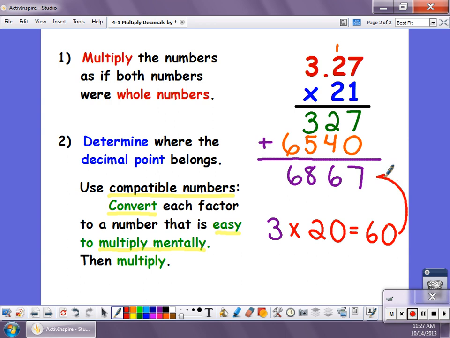3 times 20 gives me an answer of 60. So I know that this answer has to be close to 60. When I put my decimal into it, I need to put it in a place that gives me a number close to 60, which is going to be right here, because 68 and 67/100 is close to 60. And those are two methods we can use to find where to put our decimal point when we multiply whole numbers times decimals.